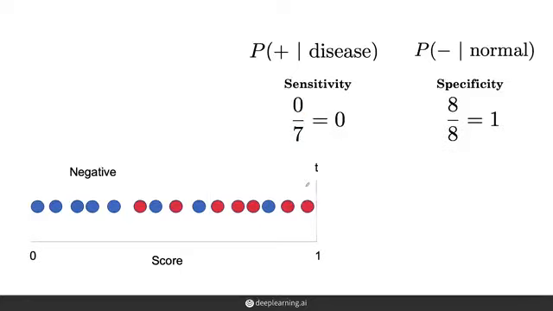We can take this to the extreme and set the threshold to be at 1. In this case, sensitivity is going to be 0 since no examples are classified positive, and specificity is going to be 1 since all the examples are classified as negative.